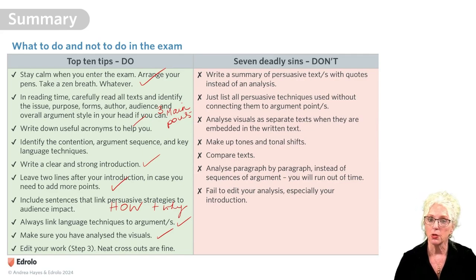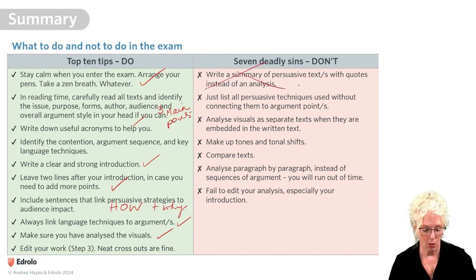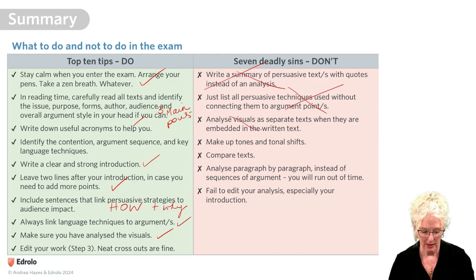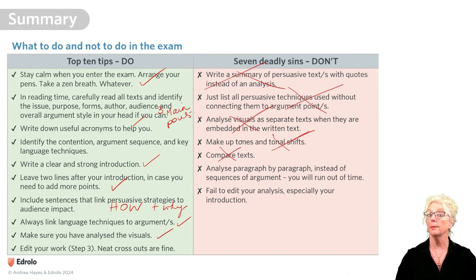7 deadly sins. Don't do. Don't write a summary of persuasive text with quotes instead of an analysis. Don't just list all the persuasive techniques used without connecting them to any argument points. Don't analyse visuals as separate texts when they're embedded in the written text. Don't make up tones. Don't make up tonal shifts. Don't compare texts if you get more than one big one. Don't compare them. Analyse paragraph by paragraph instead of sequences of argument.